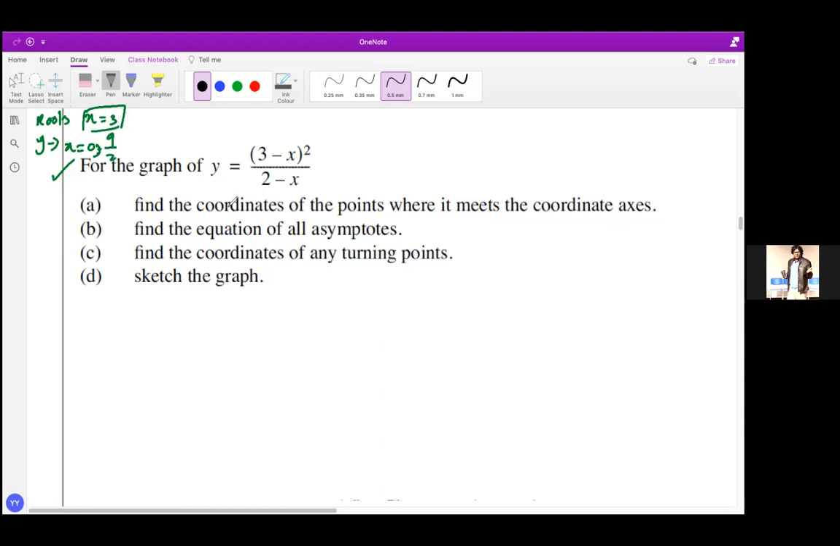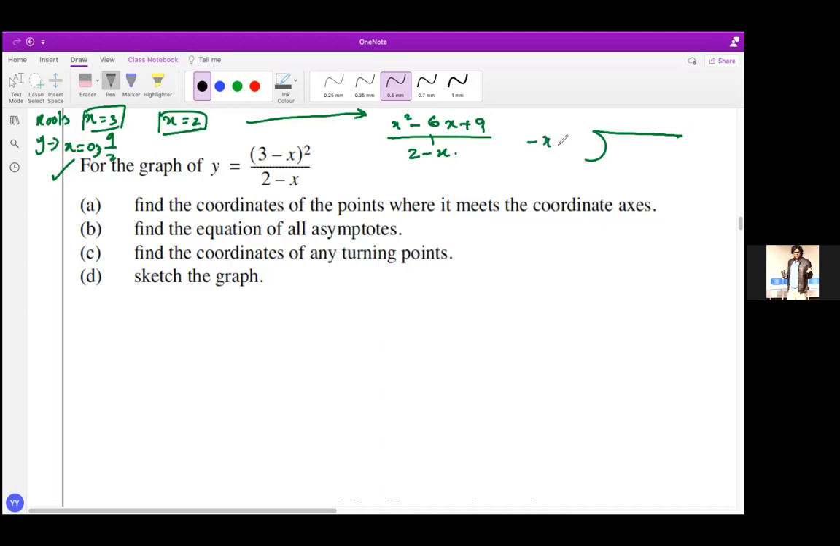And for the asymptotes, you get x equals 2 as the vertical asymptote. Here there is no horizontal asymptote; you have an oblique asymptote as the degree of the numerator is higher than the degree of the denominator. So first you open this up, it gets x squared minus 6x plus 9 divided by 2 minus x. So we have to find the oblique asymptote here. So you do the long division.